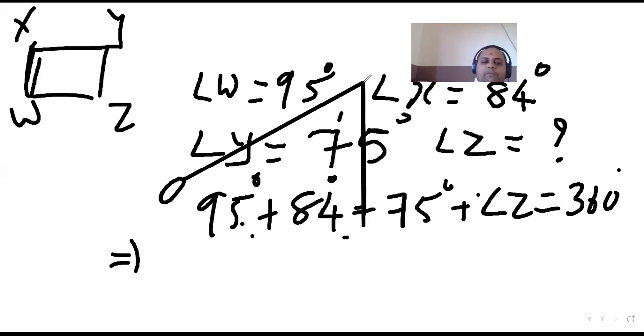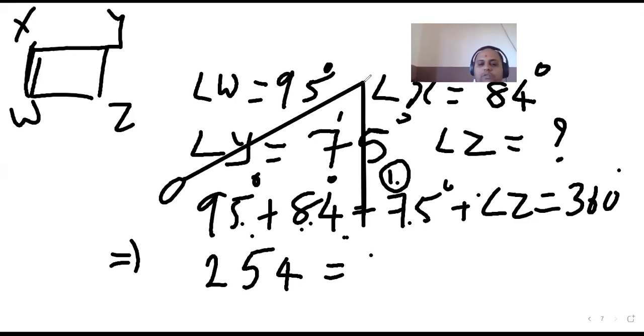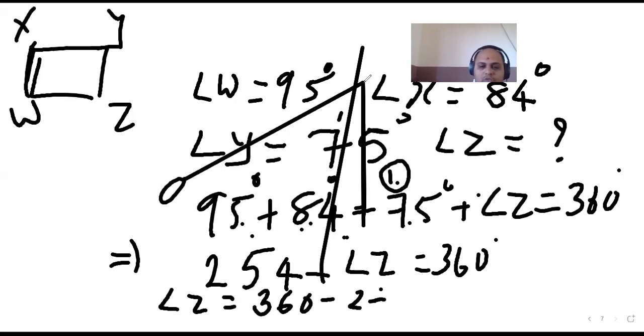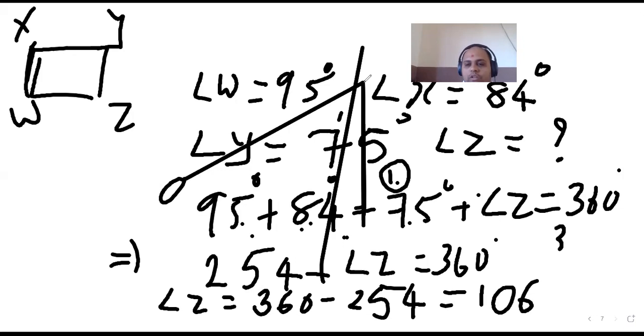5 plus 4 is 9, 9 plus 5 is 14, 1 carried over, 7 plus 1 is 8, 8 plus 8 is 16, 16 plus 9 is 25. Plus angle Z is equal to 360. So angle Z is equal to 360 minus 254. The answer will be 106. You can check it out.